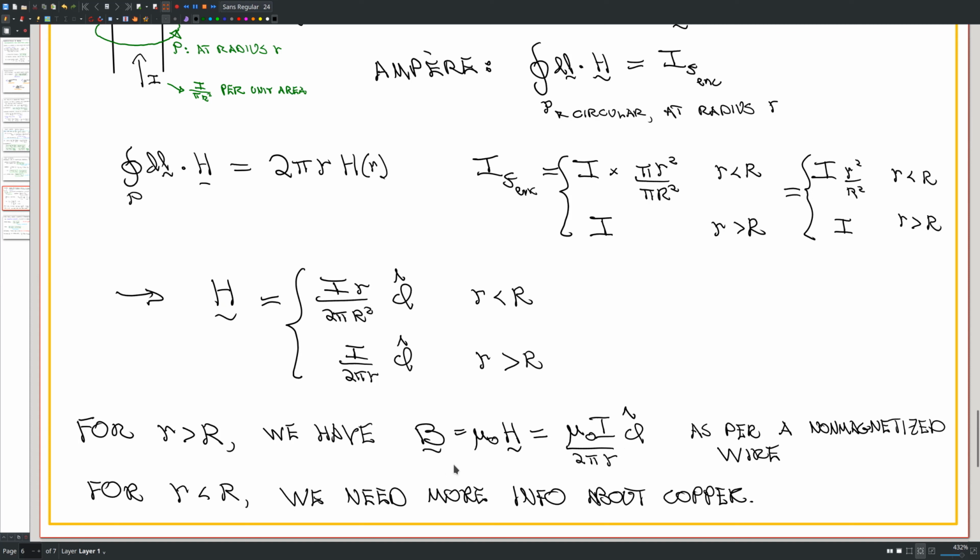If we wanted to know the magnetic field inside the chunk of matter, we would need to know more information about the relationship between the magnetization and the applied magnetic field. Okay, so that's something that we need to characterize for each particular piece of matter that we're considering. Okay, but as far as the field H is concerned, we can just legitimately use all these tricks that we've seen before with Ampere's law.